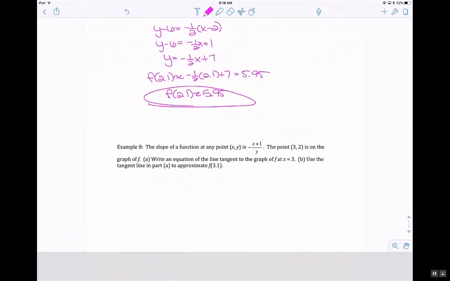Example 8, the slope of the function at any point is given by this equation. That means that dy dx is equal to this. The point 3, 2 is on the graph. Write the equation of the tangent line at x equals 3. Use it to approximate f at 3.1. So, for dy dx, we're going to first evaluate this at 3, 2.